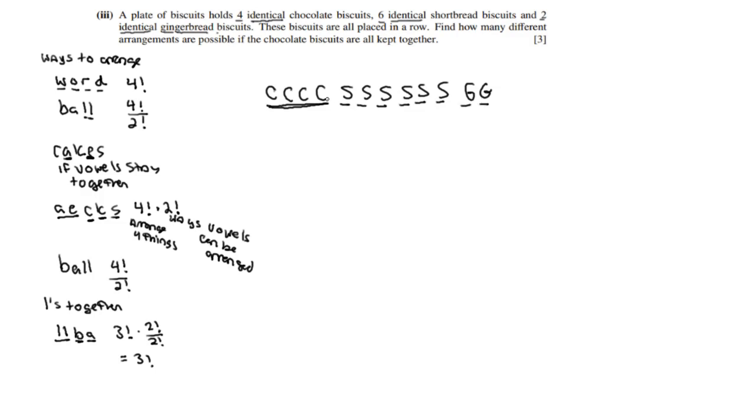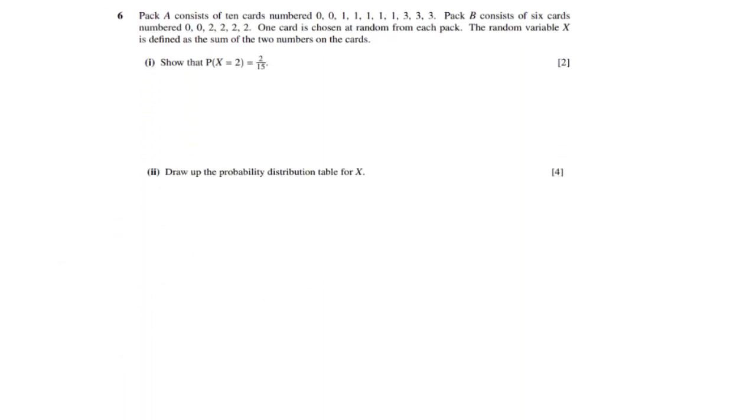So remember, they're identical. So when I look at this, I've got nine things: the chocolate, and then all the rest of them. And then I do 9 factorial. Now, out of my 9 things, the shortbread are identical, and there are 6 of them. And the gingerbread are identical, there are 2 of them. So I've got to do this. But then I've got to multiply by the 4 factorial divided by 4 factorial to get 252.